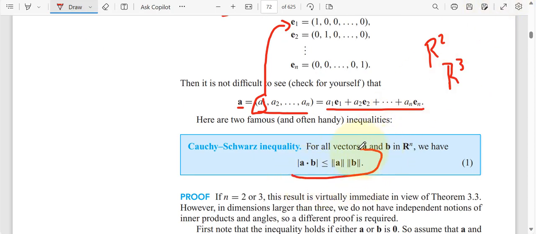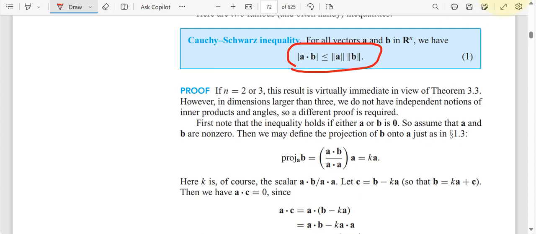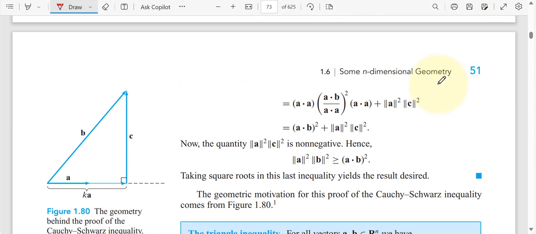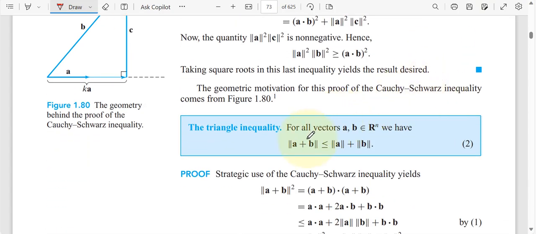Okay, and then there's something called the Cauchy-Schwarz inequality, which is an important thing, but we're not going to go through the proof of that. You can see here it's something about dot products, but let's not go through that now. You can go through the proof of that. And then there's something called the triangle inequality.